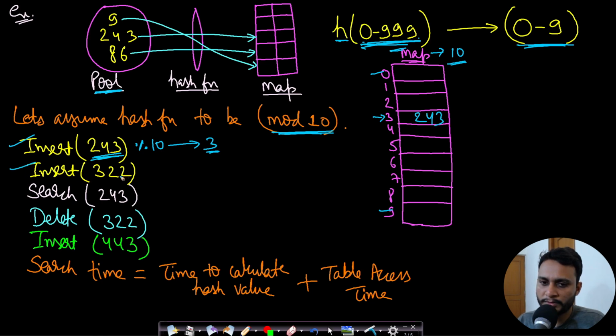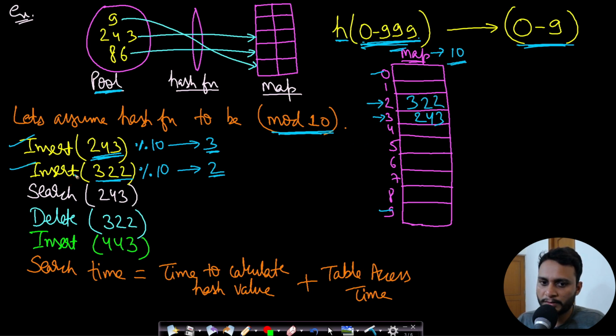Again, if you want to insert 322, then 322 will be given to the hash function, and the hash function is mod 10, so mod 10 will be applied. The output will be 2. So this 2 is the key where 322 can be stored. So 2 is the key and 322 will be stored here.